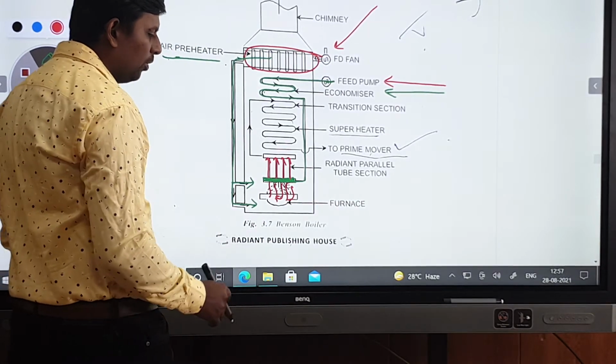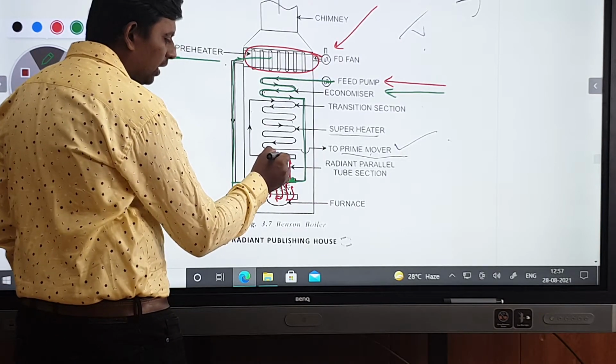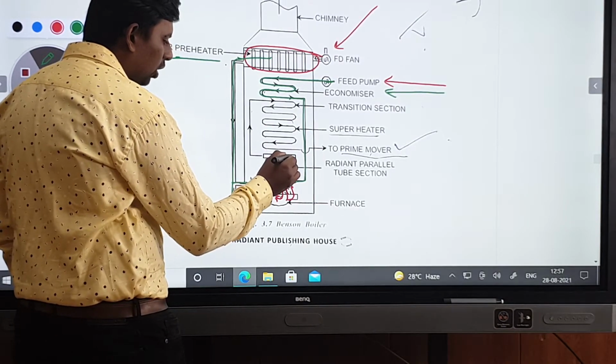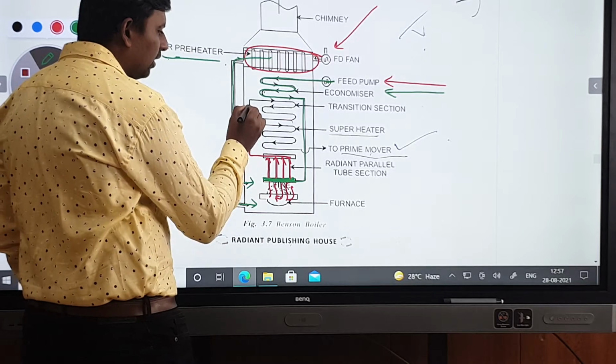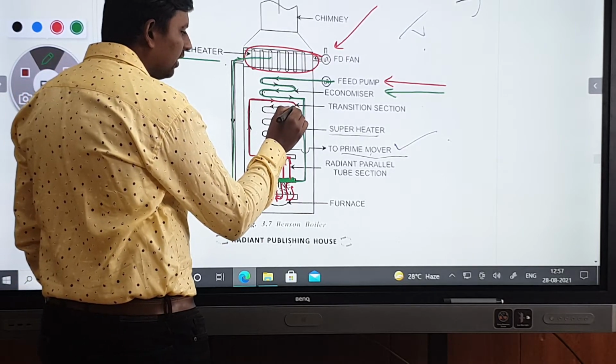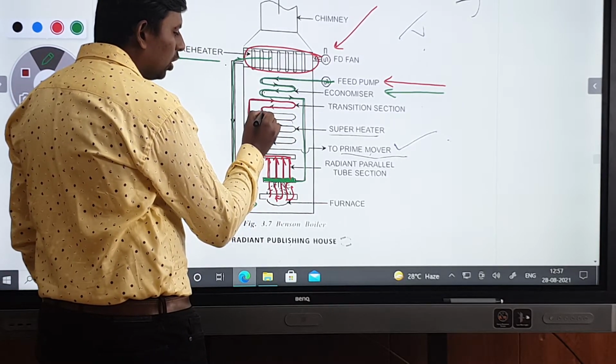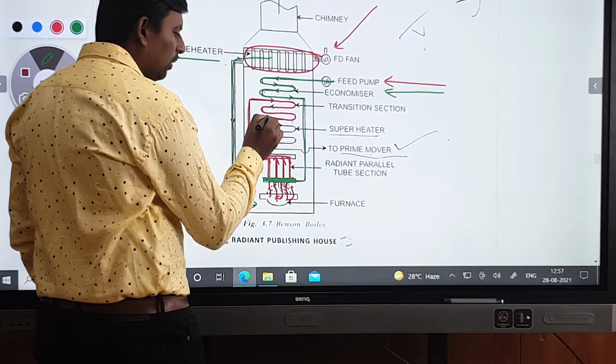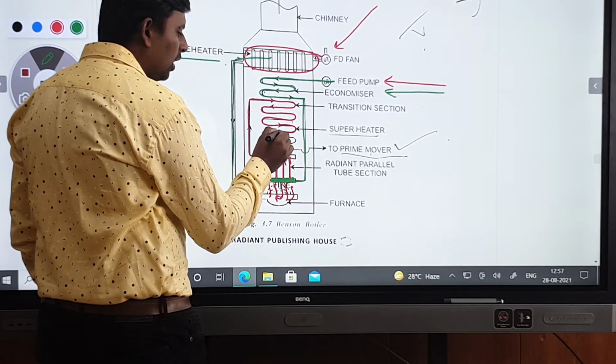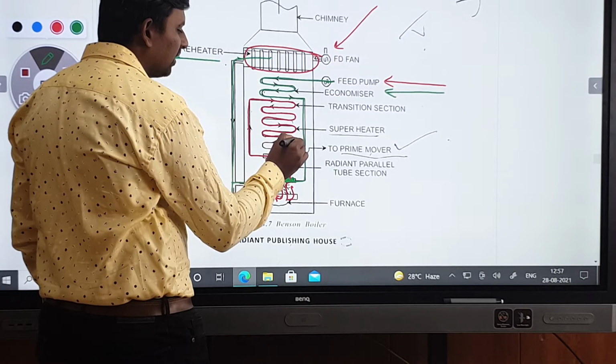When the water moves upward, the steam goes like this. Now the water is converted into steam. This steam is passing like this.